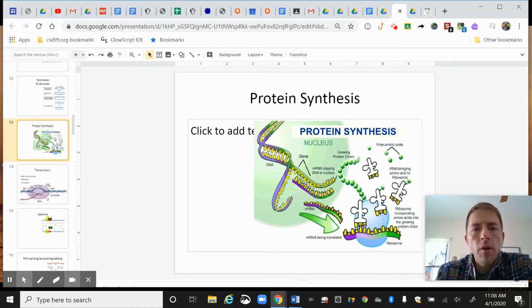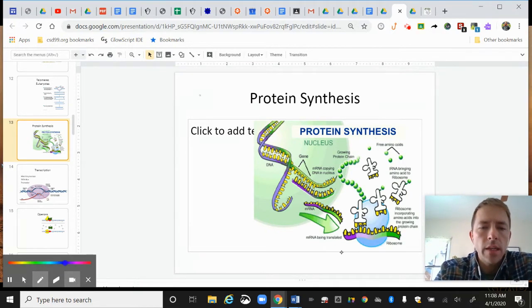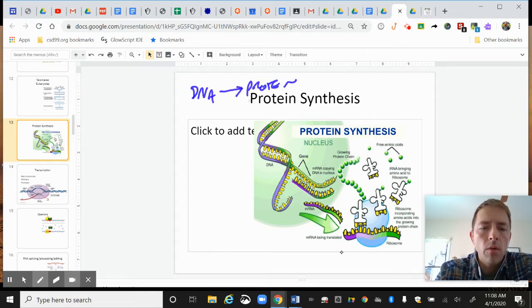Okay, let's start part 2 of semester 2. We're going to pick up right where it says here, protein synthesis. Remember, protein synthesis is all going to be about taking the DNA out to the protein, right? Or in essence, we're talking about taking a genotype and turning it into a phenotype.